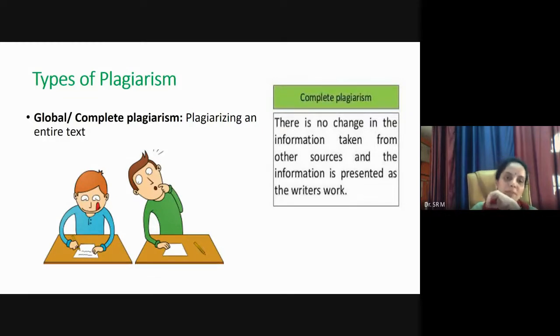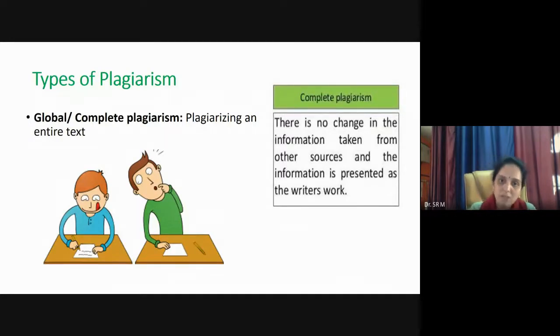The first one would be the global or complete plagiarism. As the name says, you, or somebody for that matter, is plagiarizing an entire text or the entire information. So this embraces paying for an essay or even turning in an assignment completed by someone else, and you are trying to claim it as, it's my own work. And if you are knowingly or purposefully doing this, you are being dishonest, because it is complete plagiarism, word by word you have copied, right?